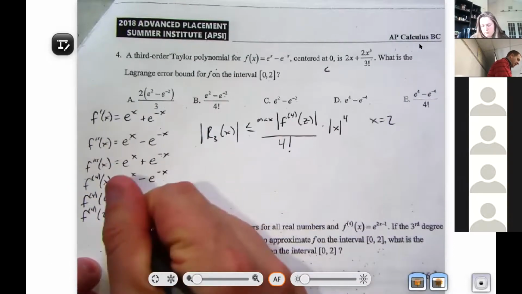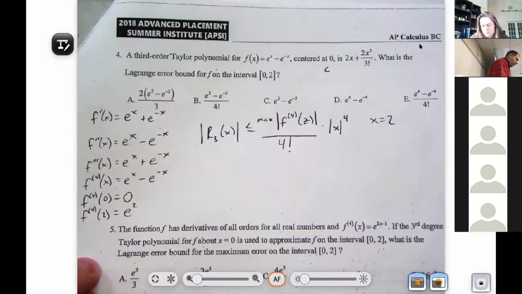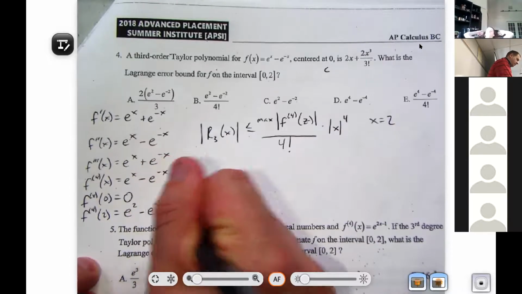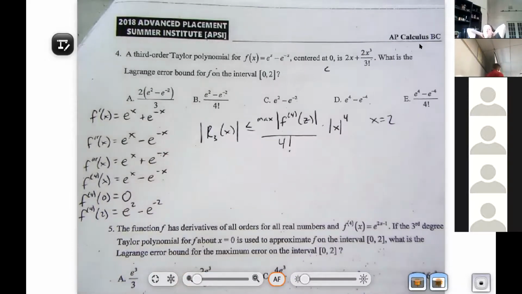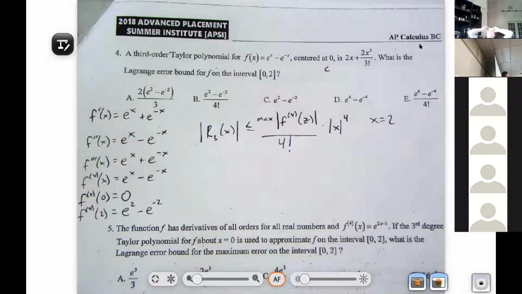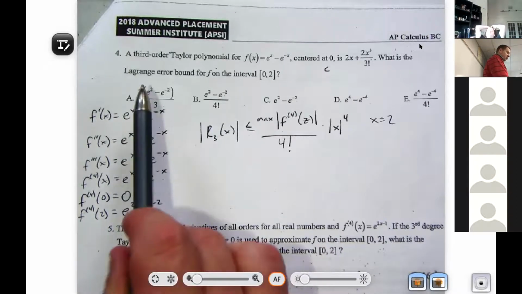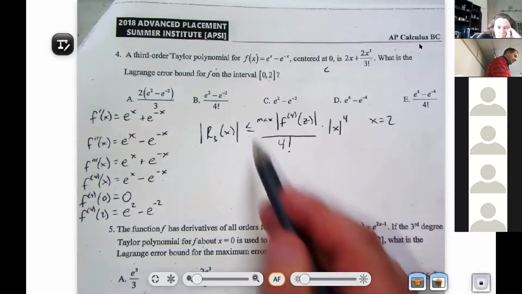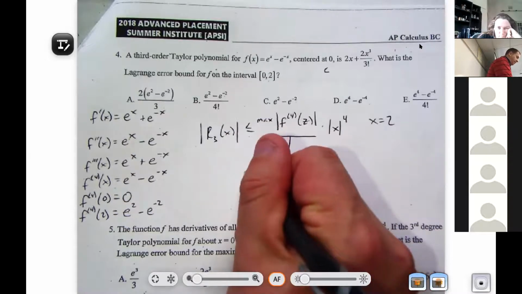So then I would get e squared minus e to the negative second. Now, I don't know exactly what that value is, but I know it's bigger than 2. And it's very helpful if you look at all the answer choices, like you can actually see that number show up. That kind of tells you you're on the right track. So this is the maximum value of the fourth derivative. That's the maximum value. So I can basically fill in all this stuff now.